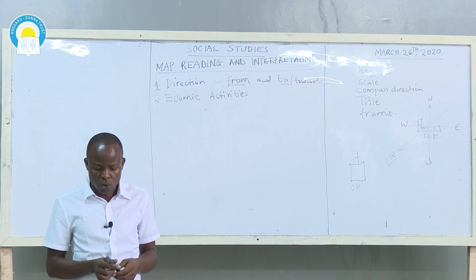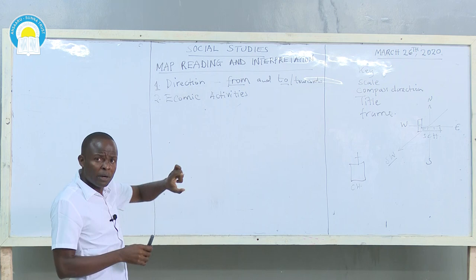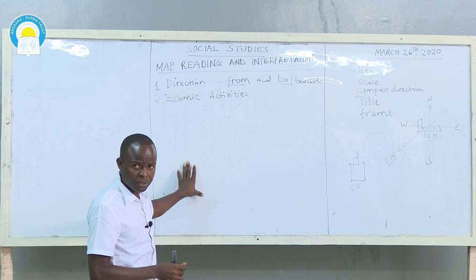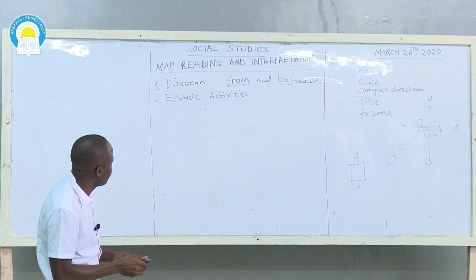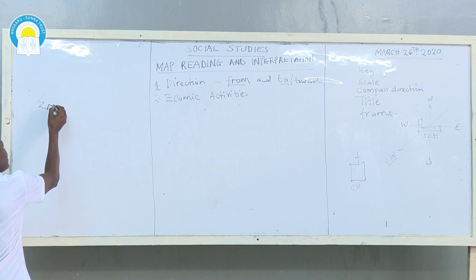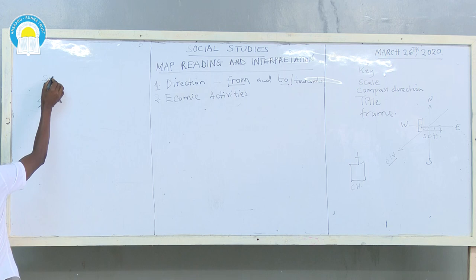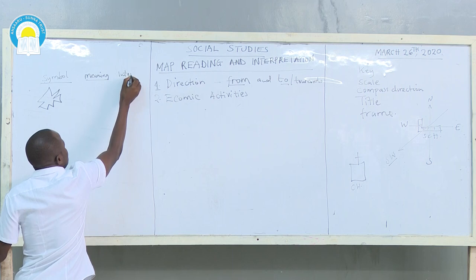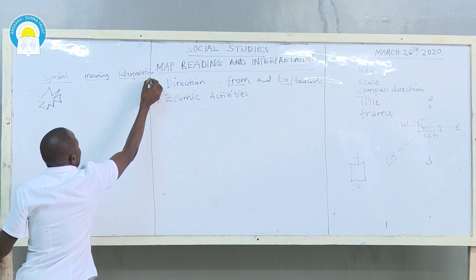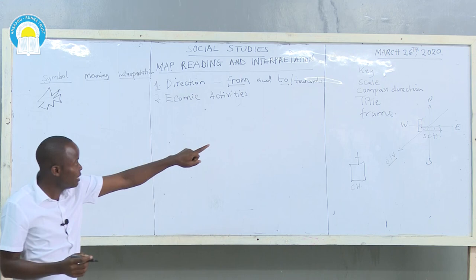So here, on the map you are studying, you are going to find some symbols representing different economic activities done in that area. For example, you can have a symbol like this. When you go to the key, you will get what it means. So we shall have the symbol, meaning, and interpretation.